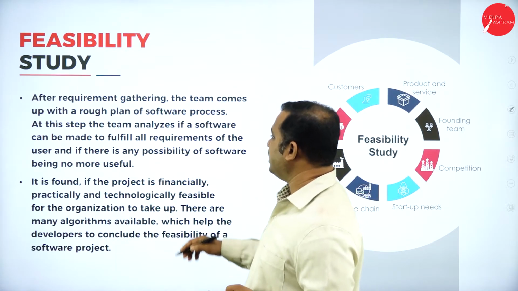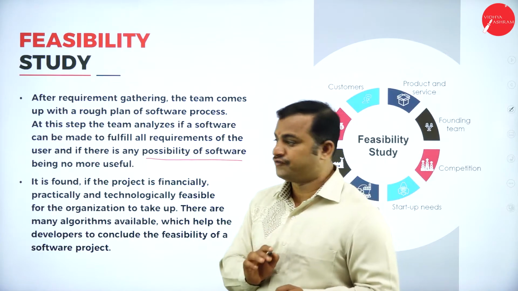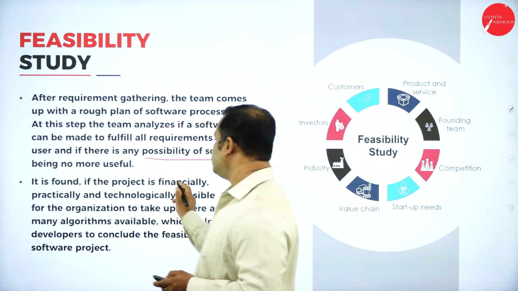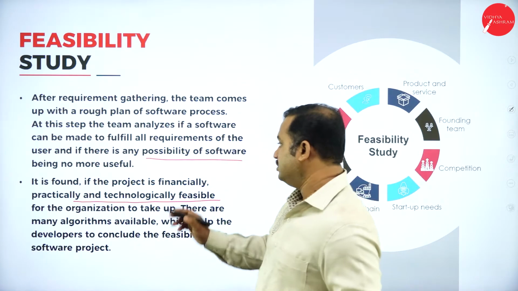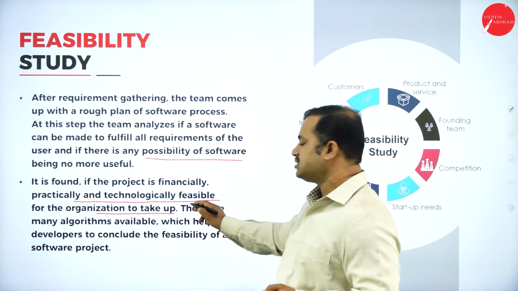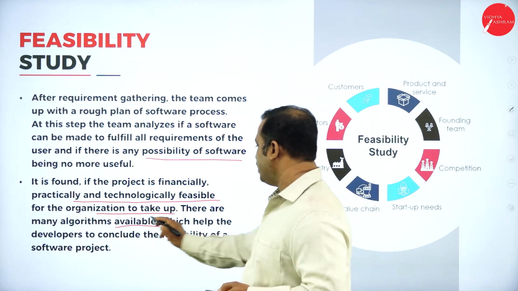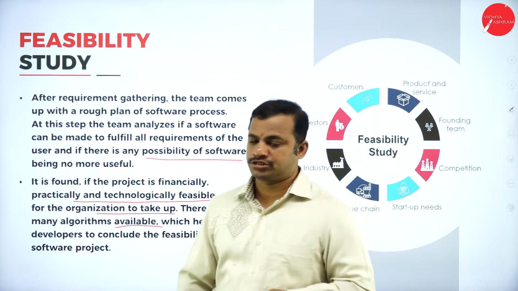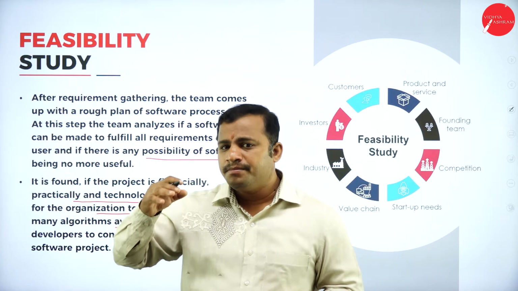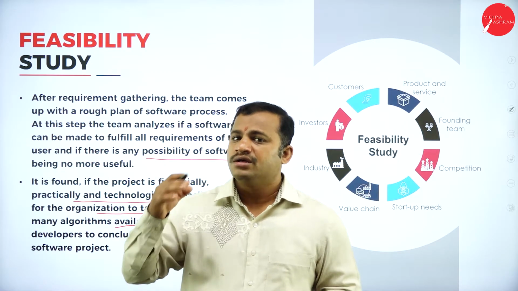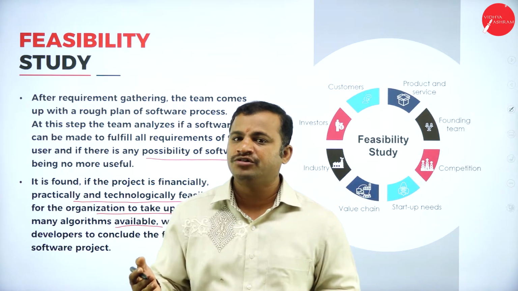In the case of a feasibility study, if it is not found feasible, they will not go ahead with developing the software. If they find that it is suitable and the project is financially, practically and technologically feasible and helpful to their company, then the organization takes up the project, that is the development of the software product. Many algorithms are available which help the developer to conclude the feasibility of the software project. That means they will check whether the software product order received from the client is going to be financially and technologically helpful to their company or not.